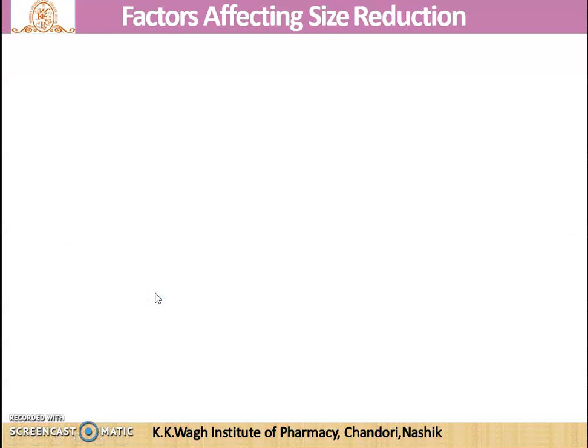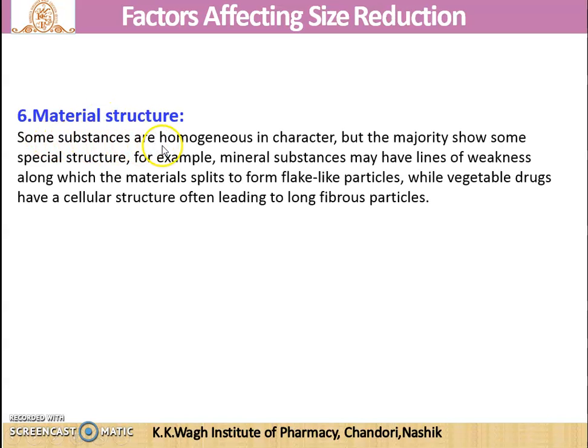The next factor which can affect size reduction is material structure. Some substances are homogeneous in character, but the majority have special structures. For example, mineral substances may have lines of weakness along which the material splits to form plate-like particles, while vegetable drugs have a cellular structure, leading to long fibrous particles.